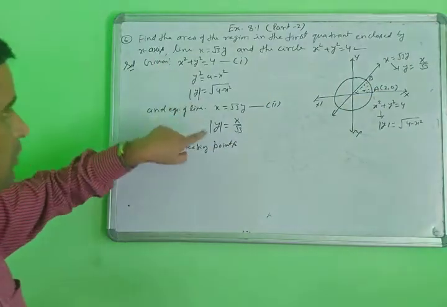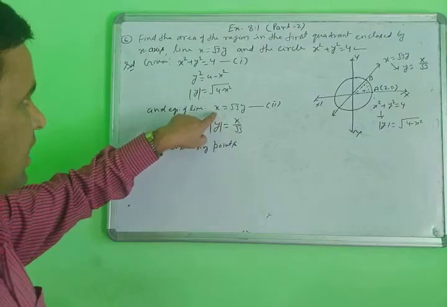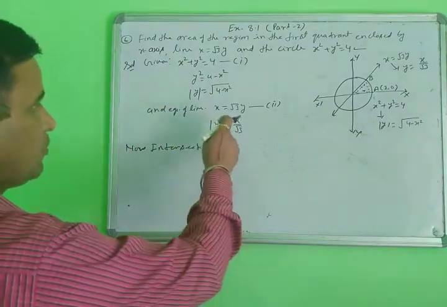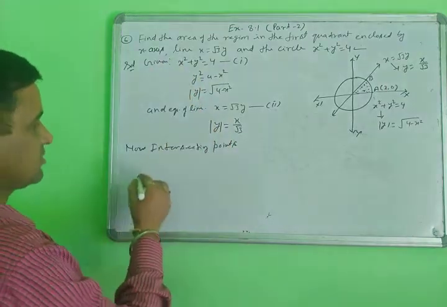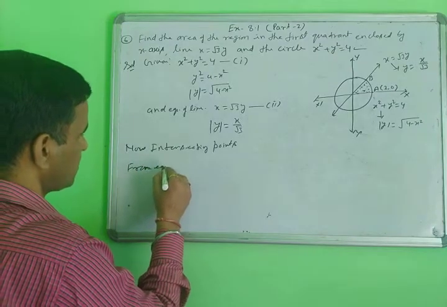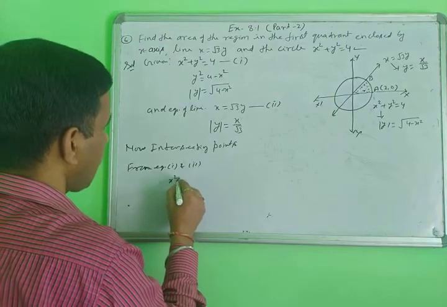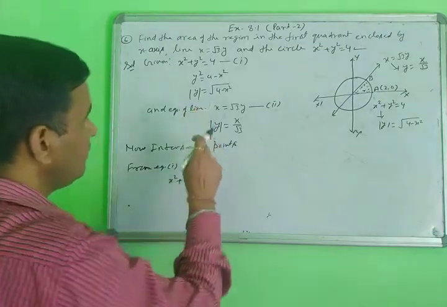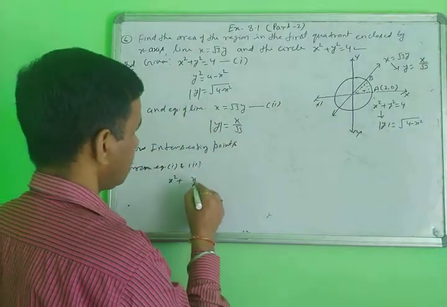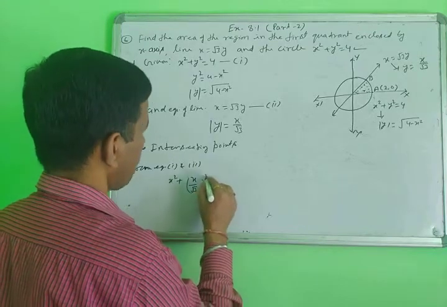So then you will be putting the value of x here. Suppose the value of y here. I will put x here, then you get the value of y. Putting y here, then you get the value of x. So now from equation first and second, x square plus y square equal to 4, with y equal to x upon root 3.